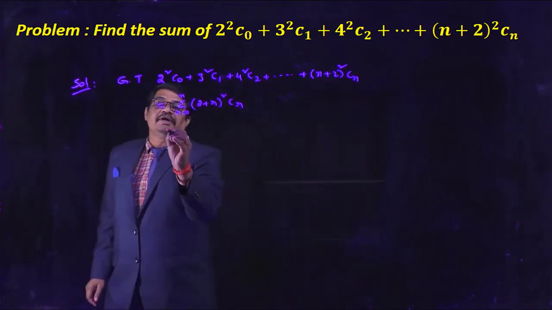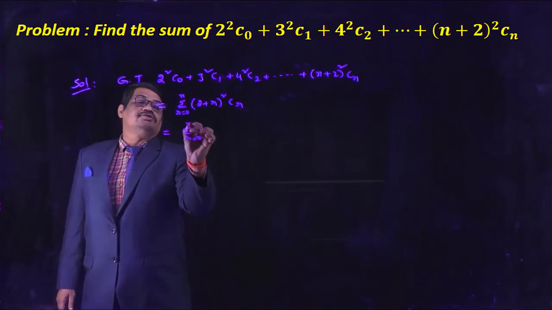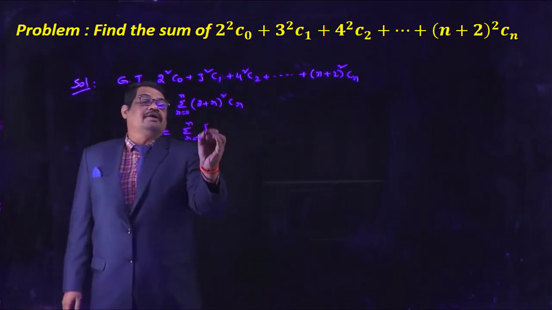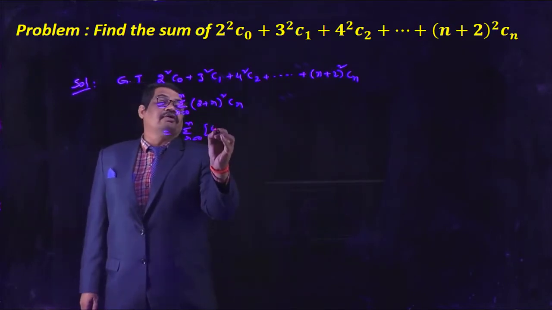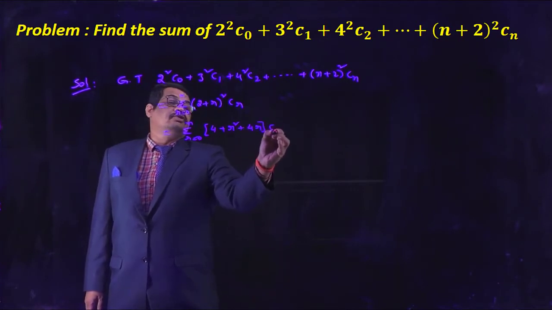Now this can be written as sigma r is equal to 0 to n. Now we are expanding this one, that is, 2 square is 4, plus r square, plus 2 into 2 into r, that is 4r, into Cr.